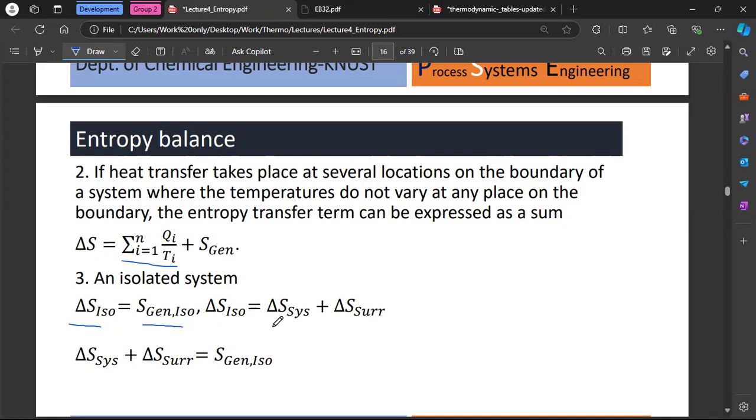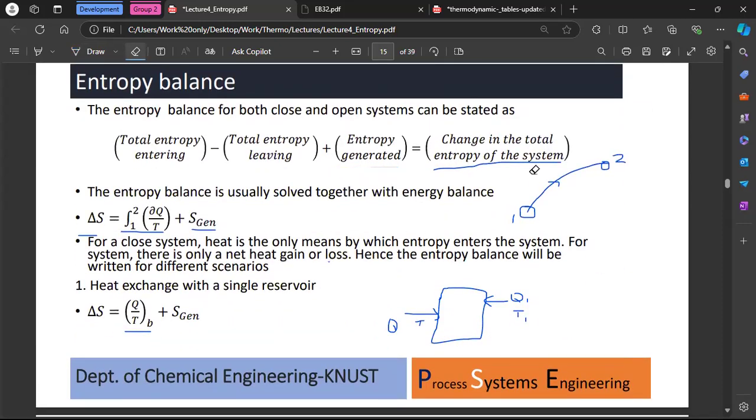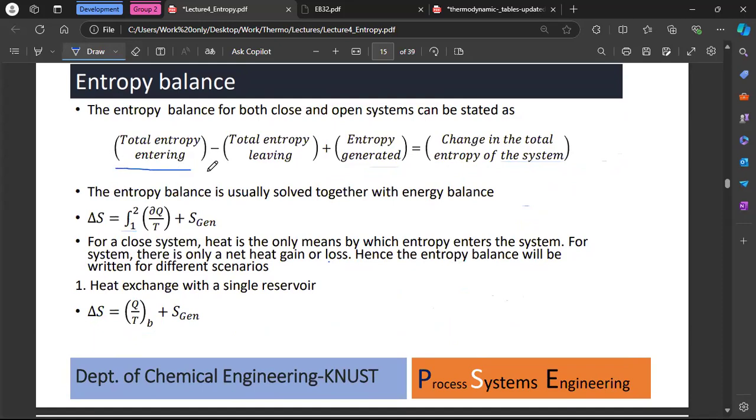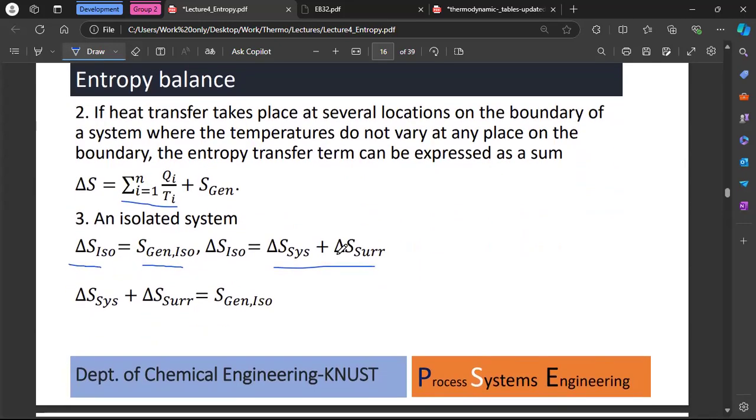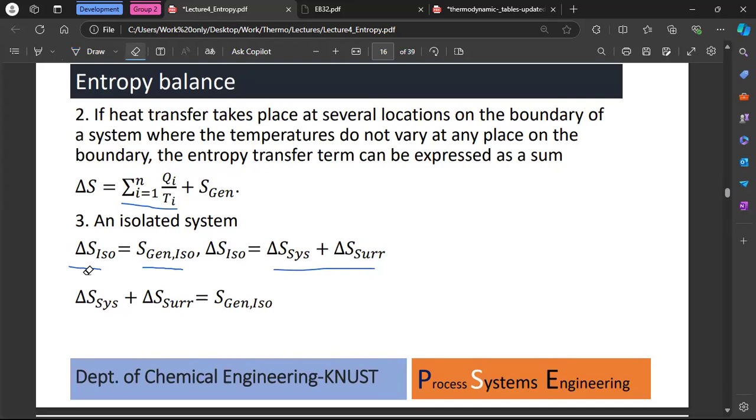So for an isolated system, this is going to be the final expression that we are going to get for the entropy generated. So all we are trying to say in effect is that when we are dealing with an isolated system, because there is no heat or mass being transferred across the boundary, there's not going to be any entropy coming in or entropy leaving. So they go to zero. So all I'll be left with is the entropy generated being equal to the change in entropy. That's what we are trying to see.